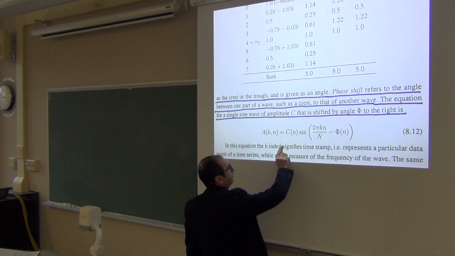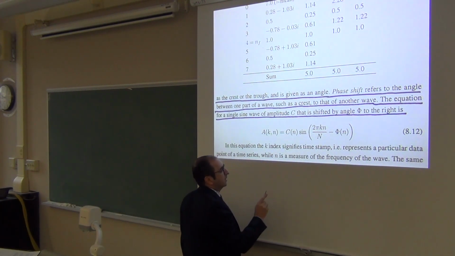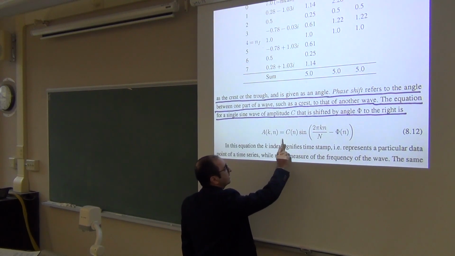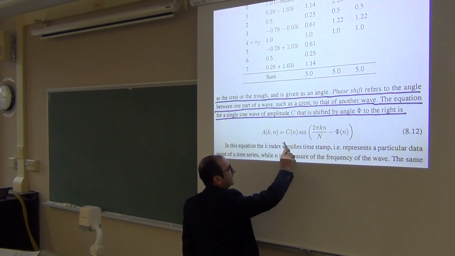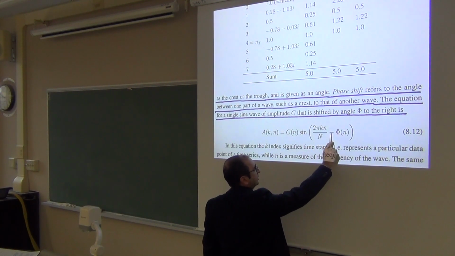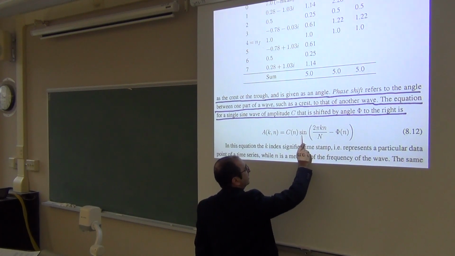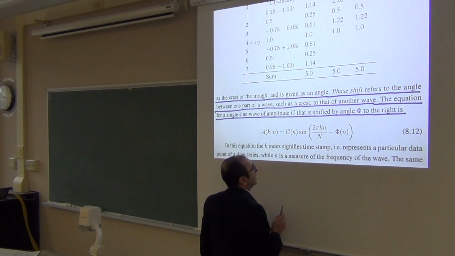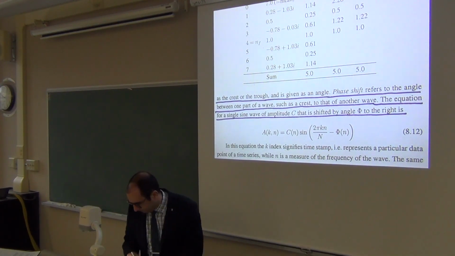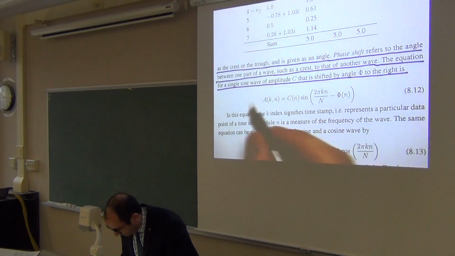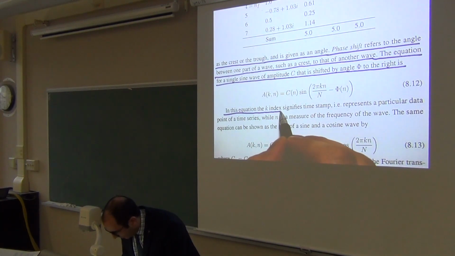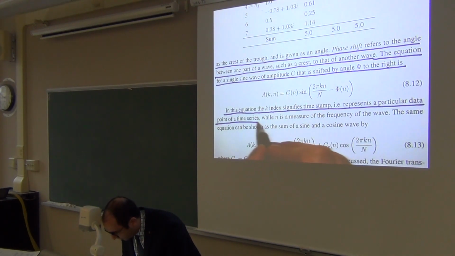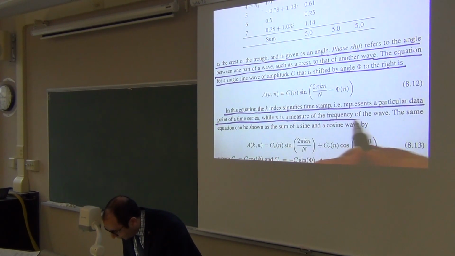Supposedly, this is the time series for the wave corresponding to frequency n. So that's after the decomposition. The phase shift appears as a shift in the argument of the trigonometric function, right? So this is a shift in the argument of sine, phi n. In this equation, the k index signifies timestamp, i.e. it represents a particular data point of a time series, while n is a measure of the frequency of the wave.